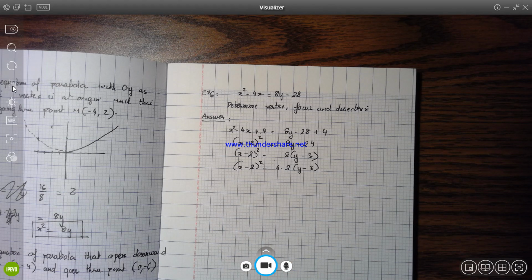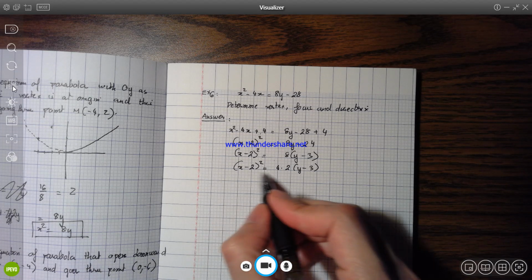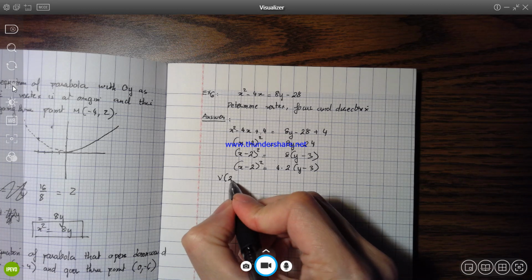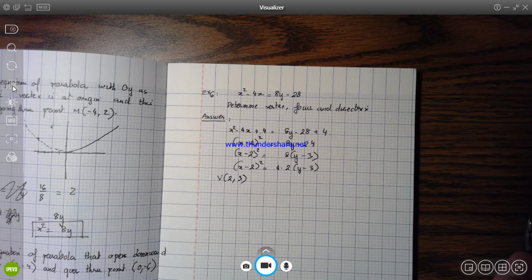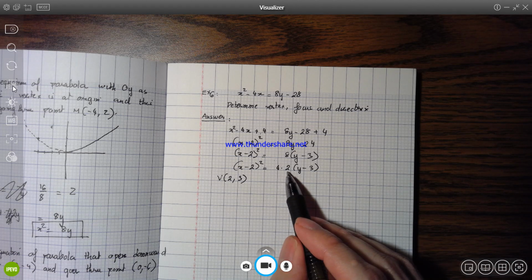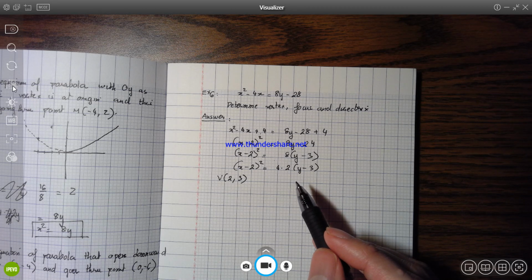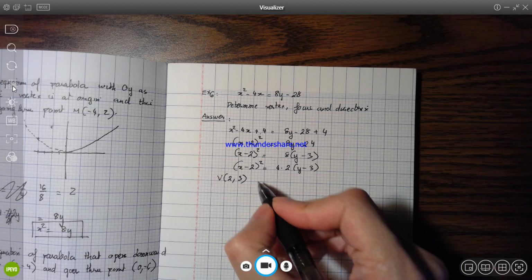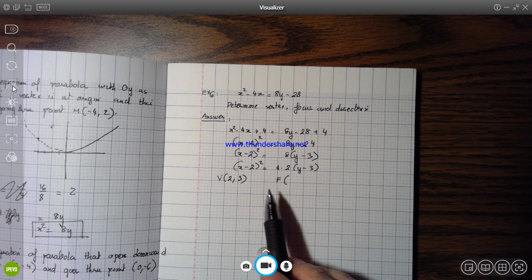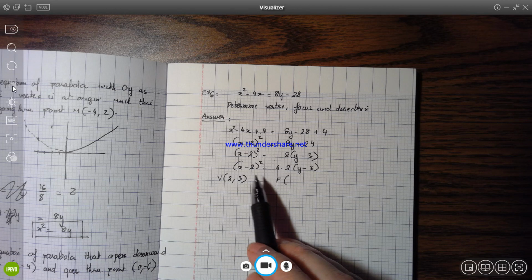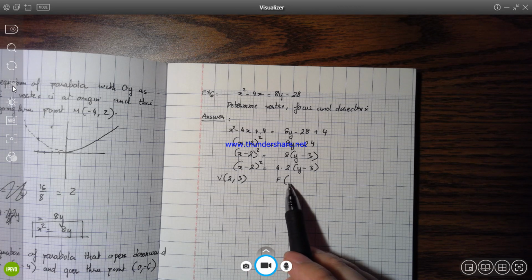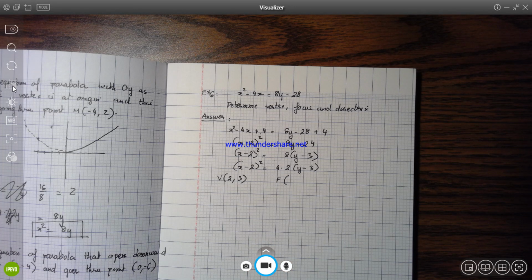Then I can get the vertex is 2 and 3. The focus is right here. Sorry, the focus will be F, because this is opening up. It's opening up, and the vertex is not at the origin, so we have to be careful when writing the coordinate of the focus. Be careful.